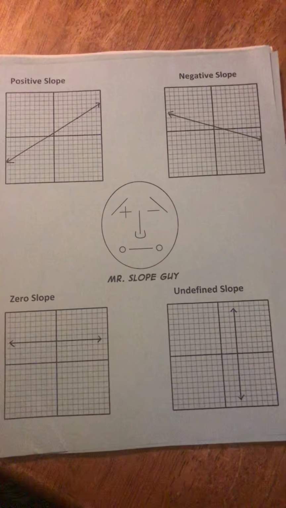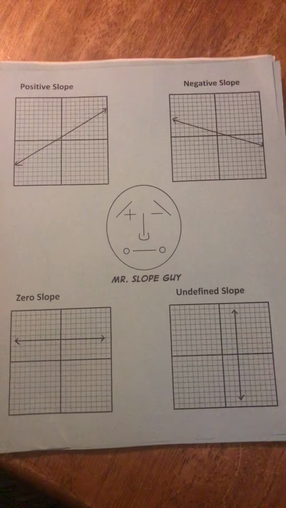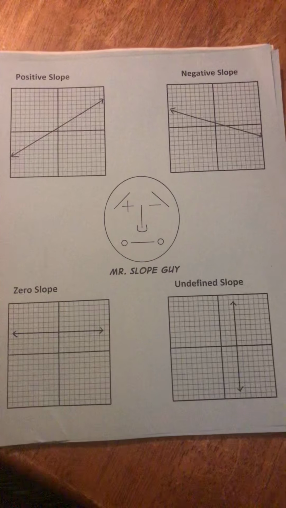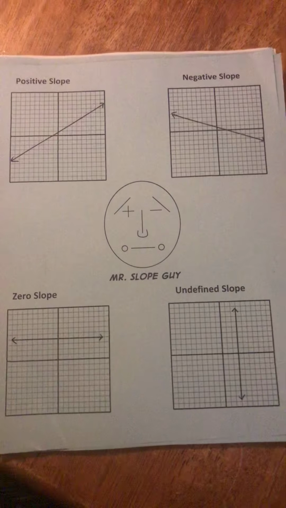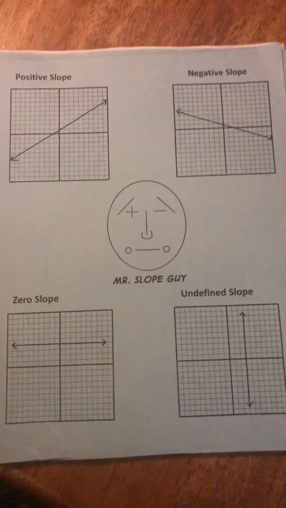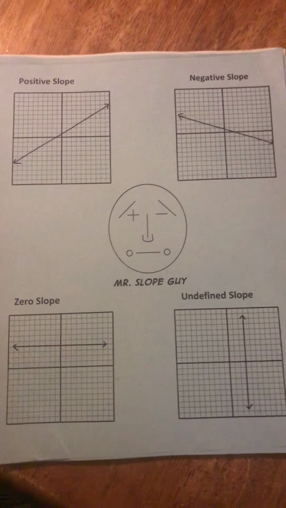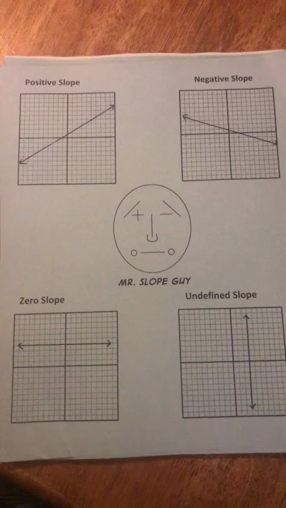We're gonna do this video the old school way. So you should have this worksheet in front of you. We are gonna review the 4 types of slope that we talked about last year. So slope is just basically the slope of your line, how much your line is rising or falling.